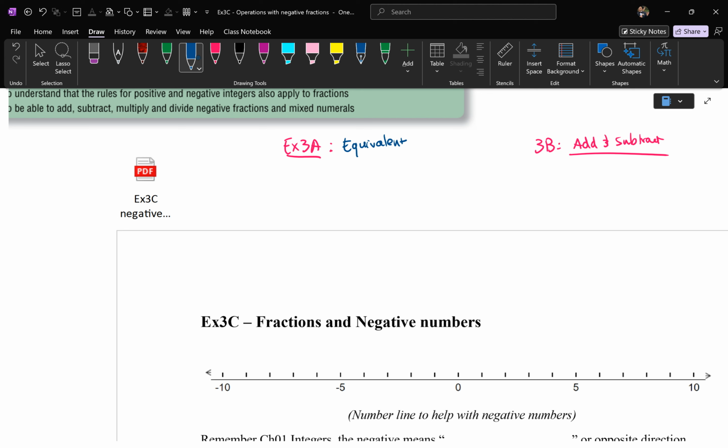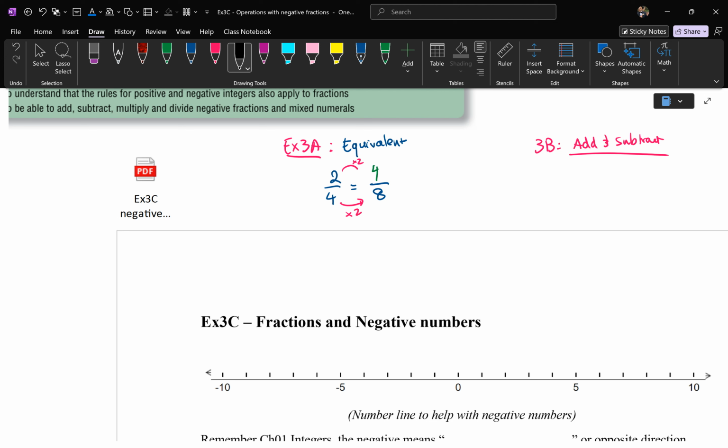So an example is 2 over 4. If I change it to something with 8, then whatever I do to the bottom, times 2, I must times the top by 2. So 4/8 is equivalent to 2 over 4. First skill is to learn to simplify fractions. Okay, so that's 3A. Then 3B, yes, we had add and subtract.